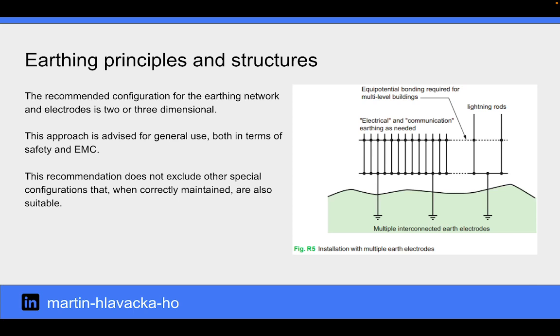The recommended configuration for the earthing network and electrodes is 2 or 3-dimensional. This approach is advised for general use both in terms of safety and EMC. This recommendation does not exclude other special configurations that, when correctly maintained, are also suitable.